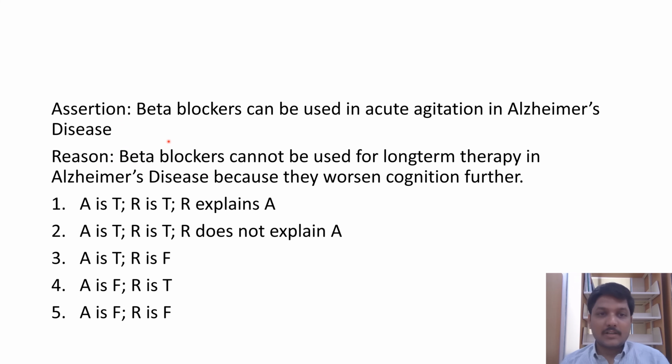One more assertion and reason. Beta blockers can be used in acute agitation in Alzheimer's disease. Beta blockers cannot be used for long-term therapy in Alzheimer's disease because they worsen cognition further. The answer is both are false, because for acute agitation we said benzodiazepines, not beta blockers.